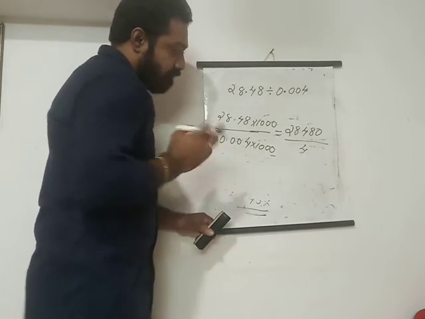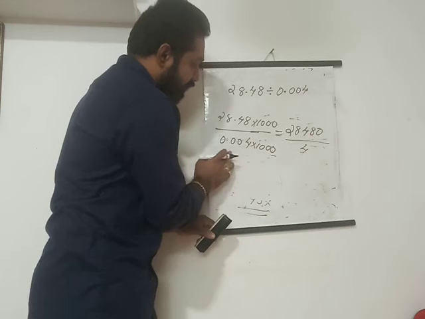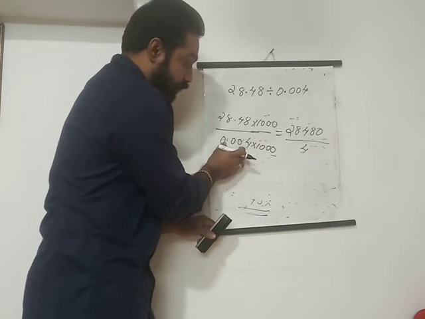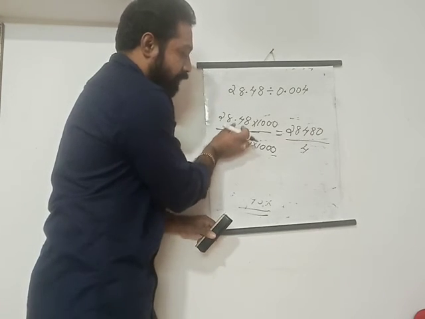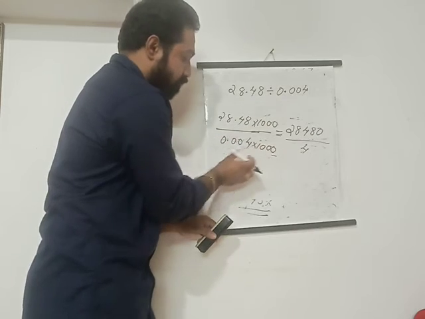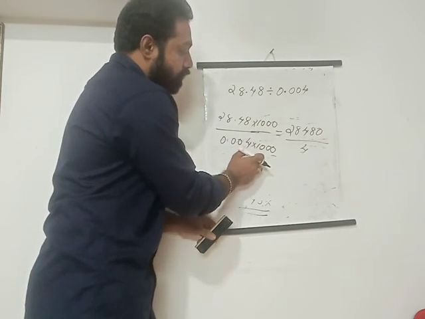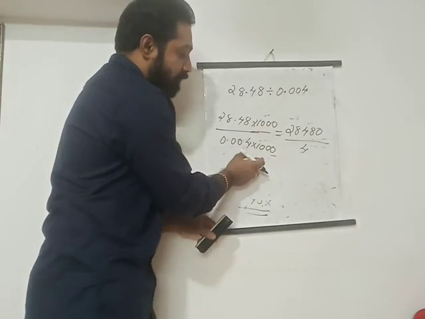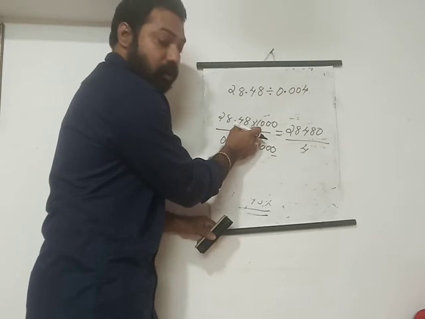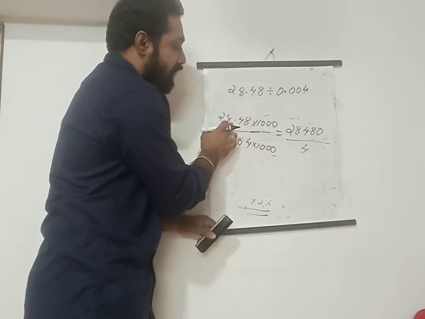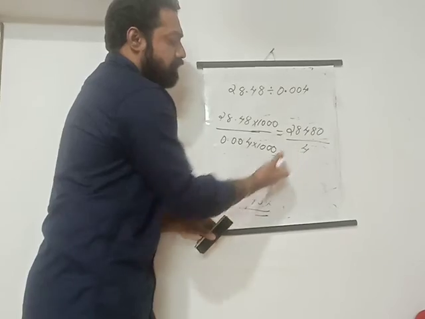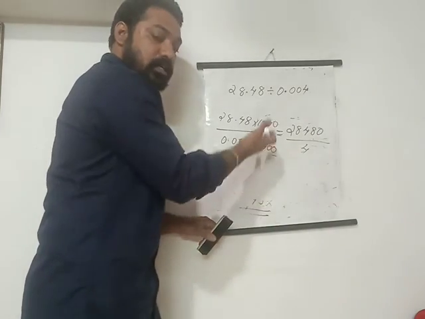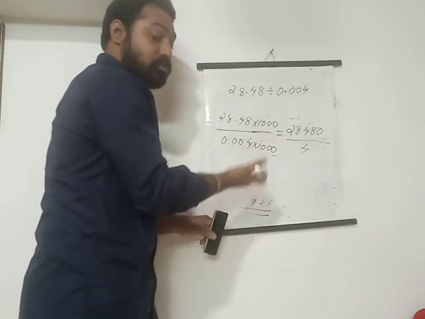So what happened here? Actually, for our denominator 3 decimal places were there, but the numerator had only 2 decimal places. So to convert this into a whole number, I multiplied with 1,000. That same thing I did on the numerator. Then I got a whole number here. Now it is easy. Both are whole numbers.